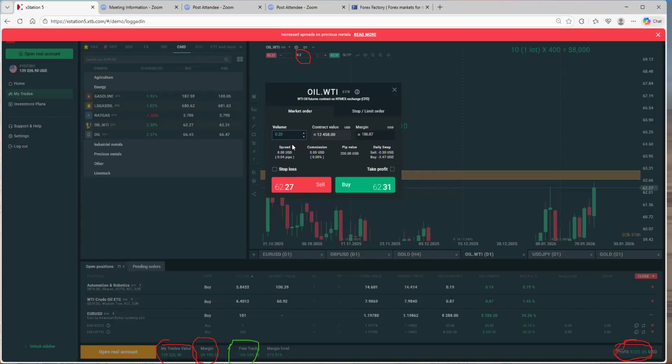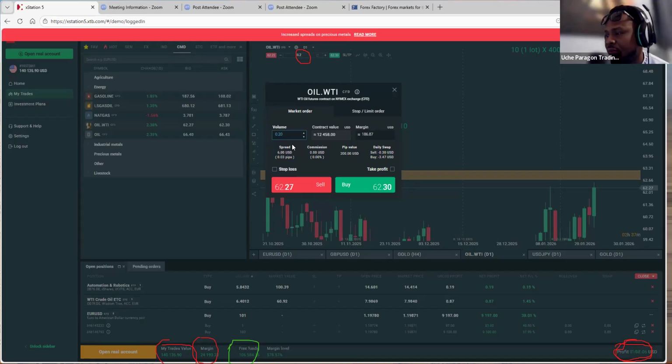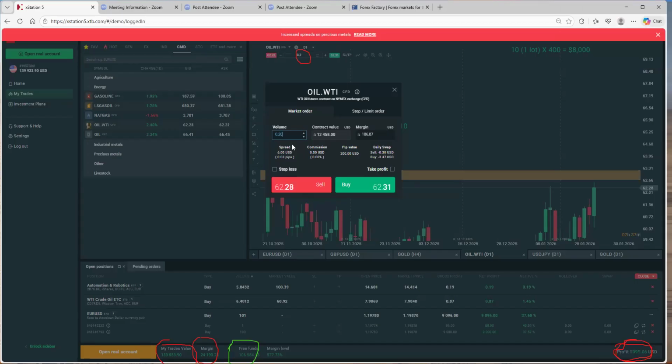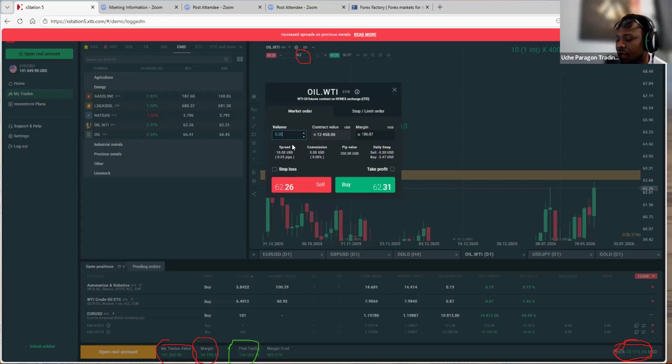Okay, I'm getting this. And I want to know, if I open with 0.2, for example, $186 will be removed from my equity, from my balance, to open the trade. Yes, it will be removed from your balance and from your free margin.